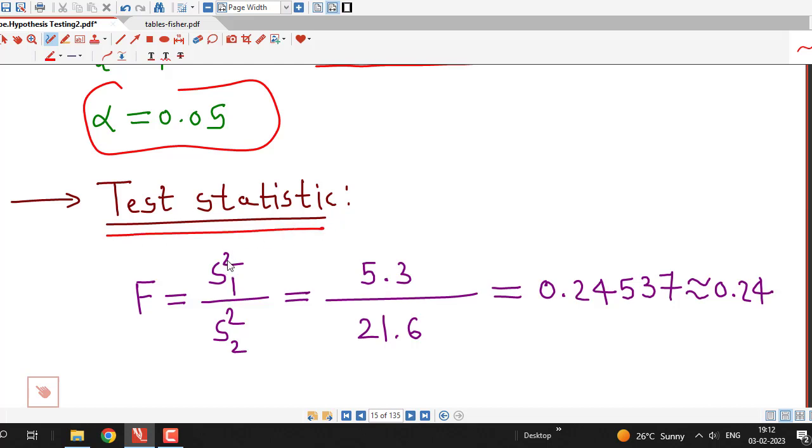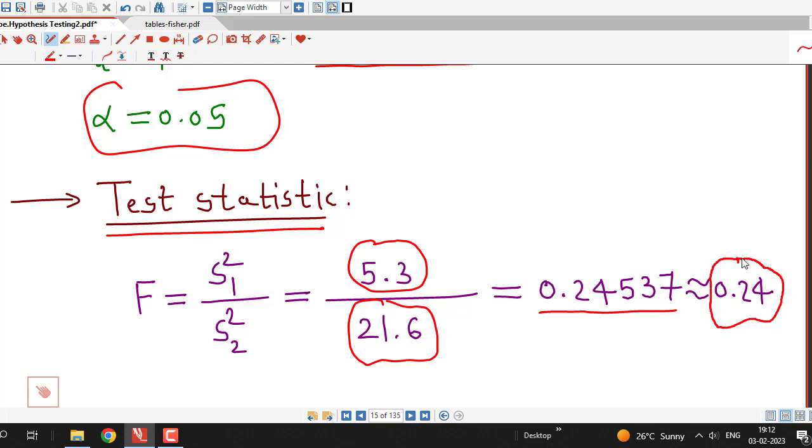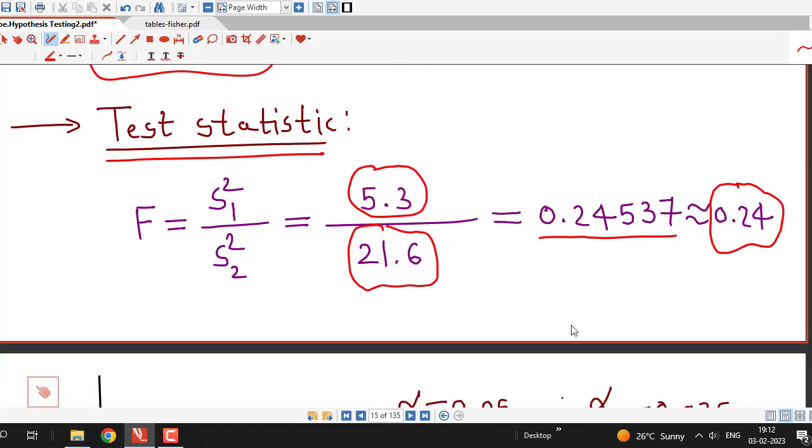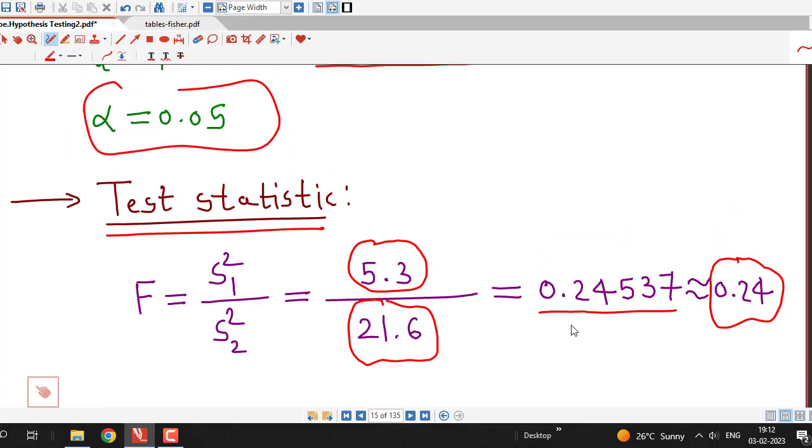And now I have calculated the test statistic. Capital F is S1 square over S2 square. We have obtained S1 square as 5.3, S2 square is 21.6, and this ratio turns out to be 0.24537, and if we round off up to 2 decimal places, it is 0.24. And the next step is to decide the critical values.